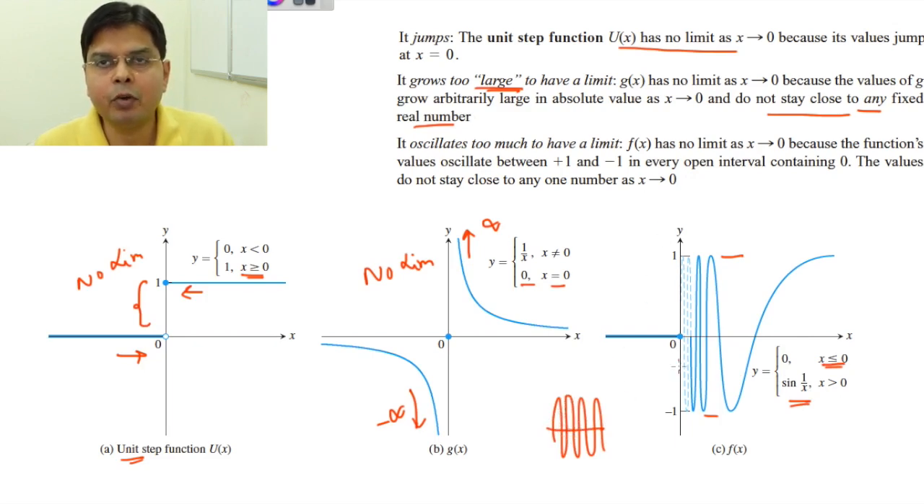It will be oscillating between plus 1, minus 1, and it will also have values like plus half, minus half, plus 1 by 3, minus 1 by 3. So you cannot say that when it is close to 0, it is close to any real number. It is oscillating between 1 and minus 1. So these three functions do not have a limit.